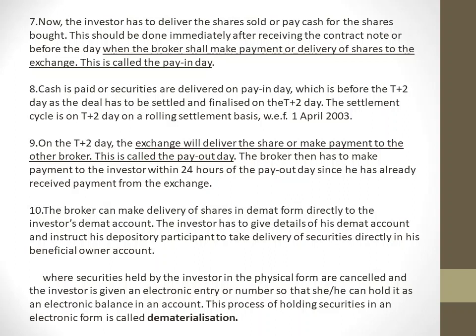If you recall, there will be two brokers. I'm saying two brokers. One broker will make the payment, and the other will make the delivery of shares, and on the other hand, that other broker will either make the delivery of shares or make the payment. That means one broker is from the buyer side and the other broker is from the seller side. So the broker has to make the payment to the investor within 24 hours of the payout day, because he has already received the payment from the exchange.